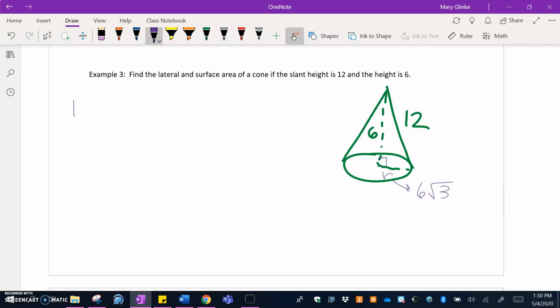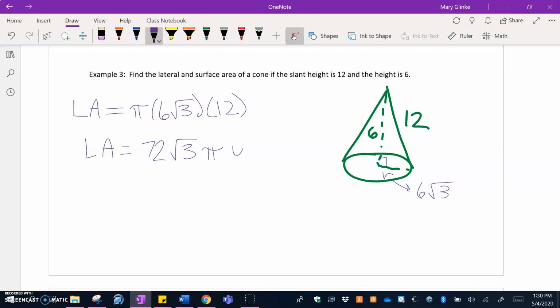So then to find our lateral area, we're going to do pi r l, and we're going to simplify all of that. So we're going to end up with 72 root 3 pi units squared. And if we want to get a decimal approximation, it would be about 391.78 units squared.